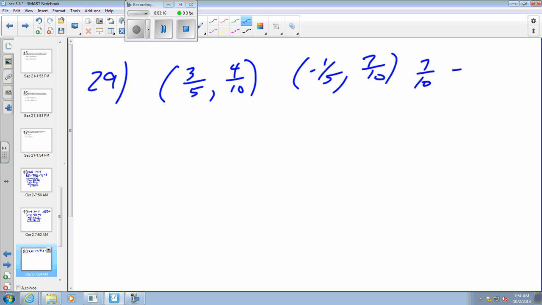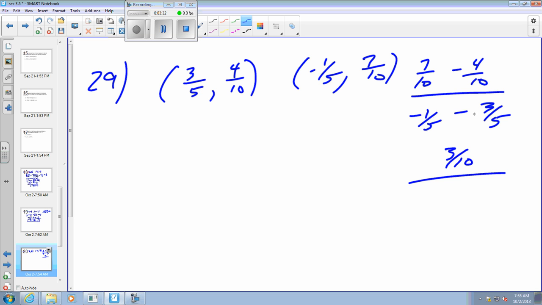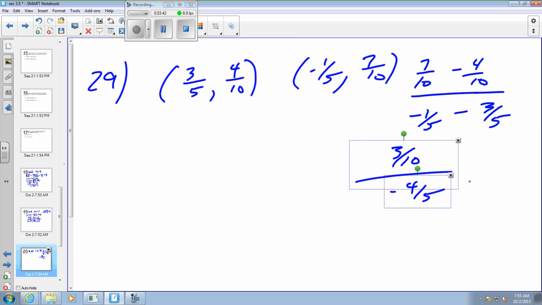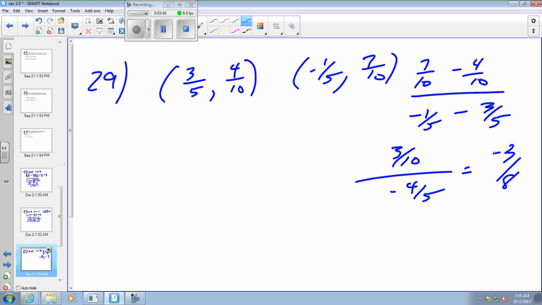y2 minus y1 over x2 minus x1. Simplifying, 7/10 minus 4/10 gives me 3/10. On the bottom, negative 1/5 minus 3/5 gives me negative 4/5. If I simplify that, I'm going to have negative 3/8. I used my calculator with the ABC key.